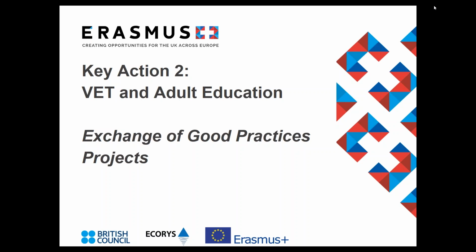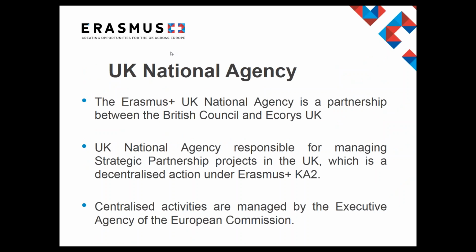The Erasmus UK National Agency is a partnership between the British Council and KA2 UK, and is responsible for managing strategic partnership projects in the UK, which is a decentralized action under Erasmus+. Strategic partnerships in the field of adult education and VET are managed at KA2 UK. Other types of projects under Key Action 2, such as knowledge and sector skill alliances, are managed centrally by the Executive Agency of the European Commission. In this webinar, we won't cover centralized actions, but you can find more information about those in Part B of the program guide starting from page 132.